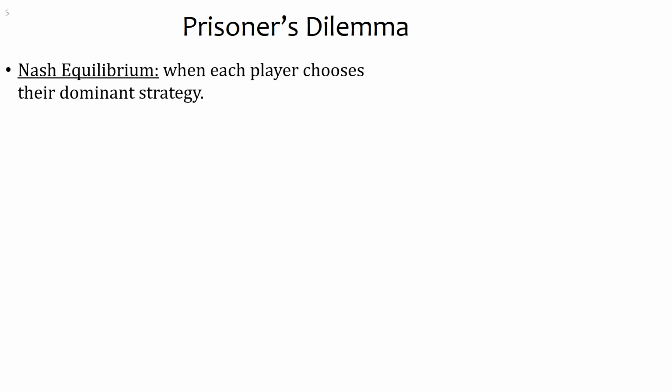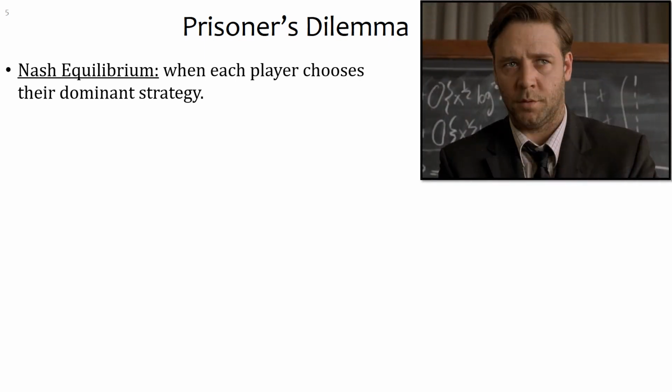All right, so here we have a concept of Nash equilibrium, and that's when each player chooses their dominant strategy. This is named after John Nash. You might have seen this movie, A Beautiful Mind. So that's John Nash. Well, that's Russell Crowe, but playing John Nash. So he was this brilliant mathematician, economist who actually won the Nobel Prize, and he came up with this analysis. So that's called a Nash equilibrium.